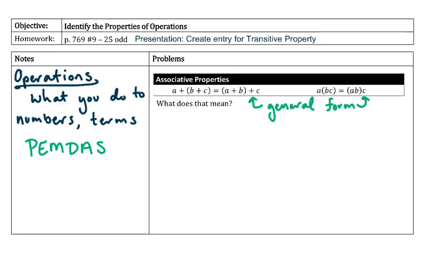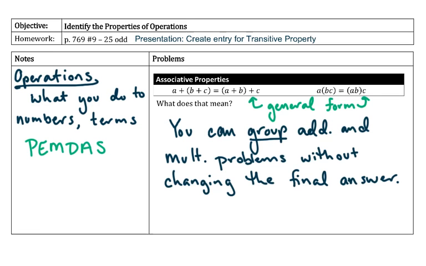What the associative properties show is that A plus B plus C with these parentheses is the same as if the parentheses are here, and the same with multiplication. So what does that mean? It means that you can group addition and multiplication problems however you want without changing the final answer. This might be a good time to remind you, you can pause these videos at any time if you feel like you're falling behind and keeping up with the writing.